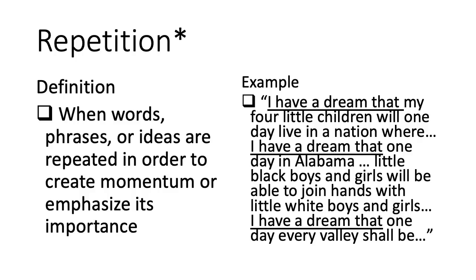Repetition. Now, repetition is similar to parallelism, but it's not quite the same thing because it doesn't hint at this greater idea. It hints at the importance of the idea that's already been stated. So, I have a dream, I have a dream, I have a dream. Not only does it talk about how important this dream is, it also kind of creates momentum for how, as Martin Luther King goes through this speech, each one of these points becomes more and more important.